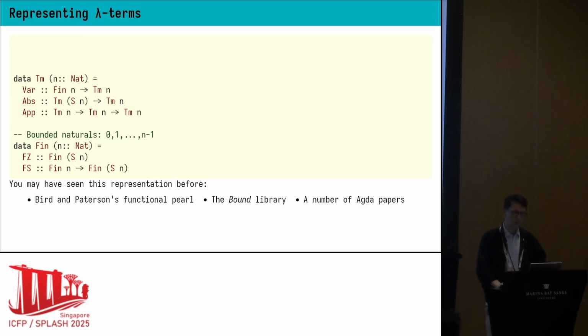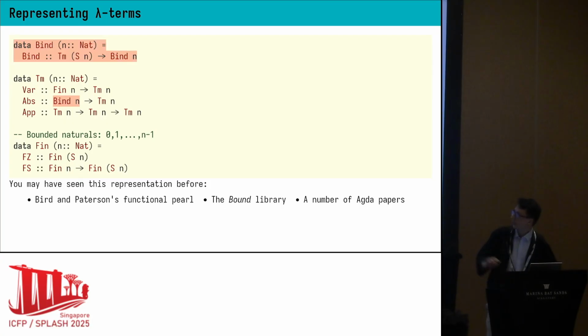So this representation here is fine, but before we move on, I'd like to do a tiny change to it. You might have noticed that in the abstraction case, because an abstraction is binding an extra variable, we need to increase the bound on the number of variables in the body of the abstraction. And what I'm gonna do here is factor this increase into its own type. Doesn't really change anything to the representation, but having a separate type will be really useful later on, so keep that in mind. So now we have a representation.